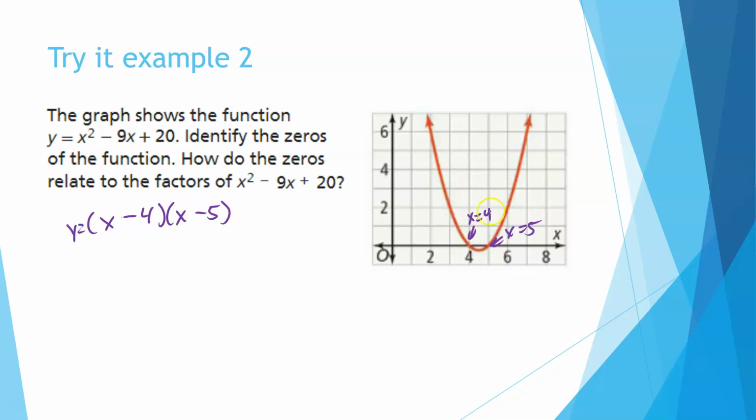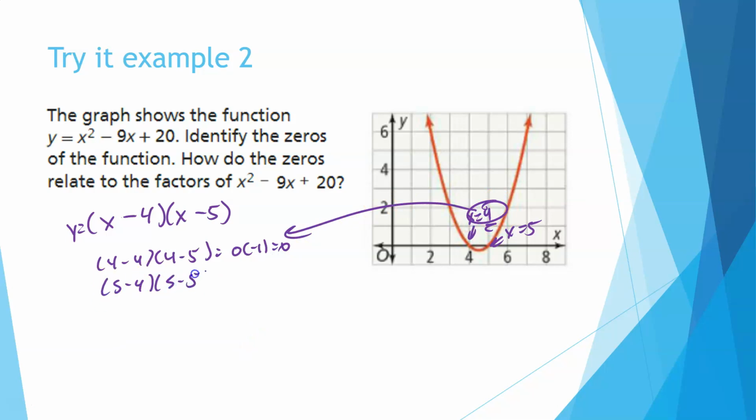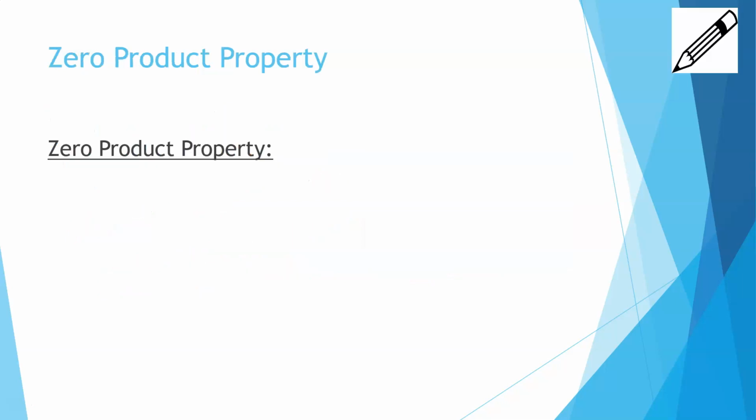And again, if we take 4 and plug it in, I would get 4 minus 4 times 4 minus 5, which is 0 times -1, which is 0. So this zero makes the whole answer 0. If I take 5, I get 5 minus 4 times 5 minus 5, which is 1 times 0, which is also 0. So again, those zeros of the function turn one factor into 0.